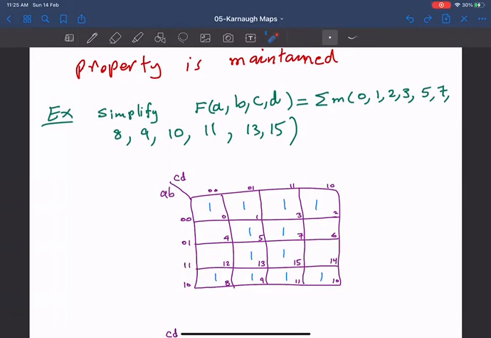Now for this function, again, the rules that we learned apply here as well, in 4 variables or whatever number of variables the K-map has. So for this function, how do you suggest that we group or take the first group? Who can tell us the first group?